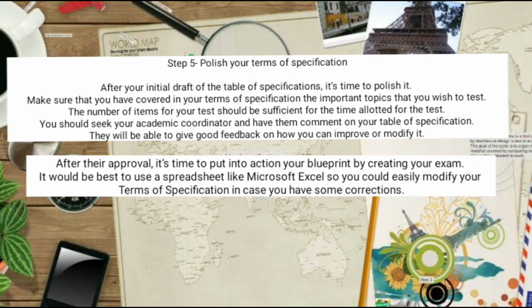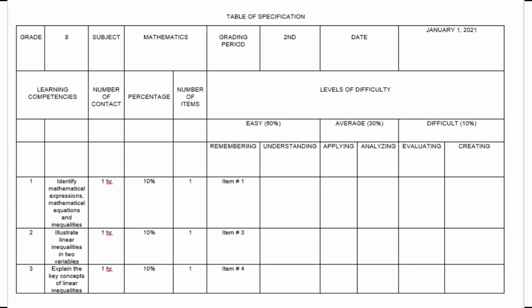After their approval, it's time to put into action your blueprint by creating your exam. It would be best to use a spreadsheet like Microsoft Excel so you can easily modify your table of specifications in case you have some corrections. We have here an example of a constructed table of specifications.